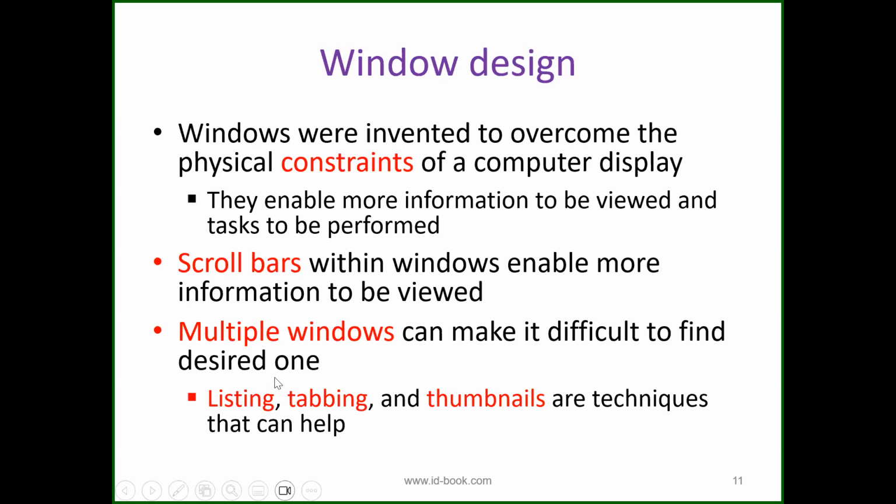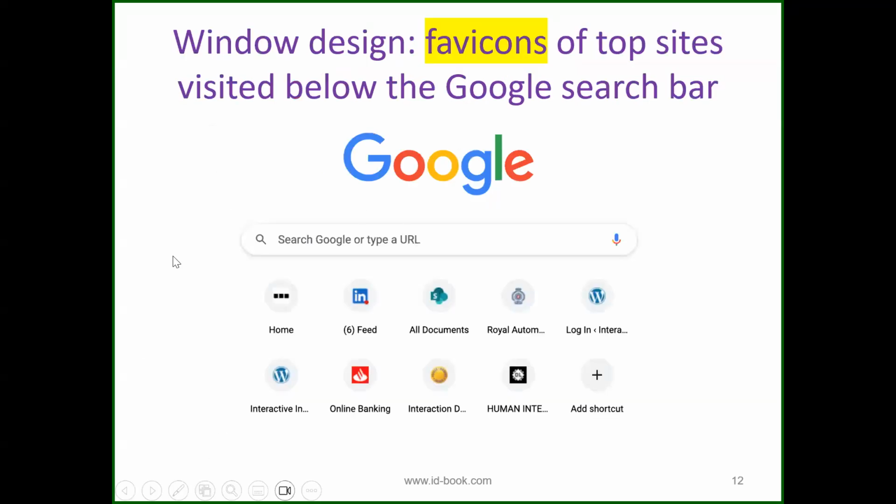Multiple windows can make it difficult to find the desired one. So we can have windows arranged in tabs, or using thumbnails or a listing technique can help here. For example, if we have 20 windows open at the same time, it will be very difficult for us to manage these 20 windows. So hence what we can do is, when we are opening Chrome, I can have one tab open for Blackboard, one tab open for the course, one tab open for the banner, and then I can work with it. Hence, tabbing is helping me here. Similarly, we can have listing and thumbnails also to help manage multiple windows.